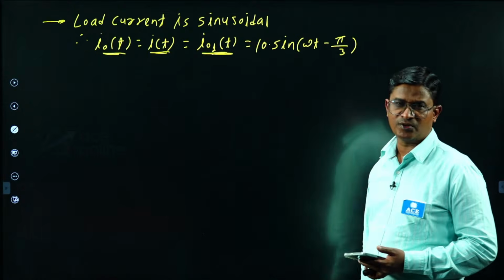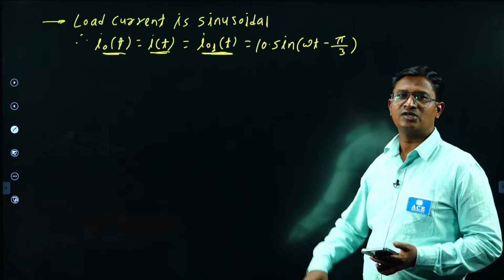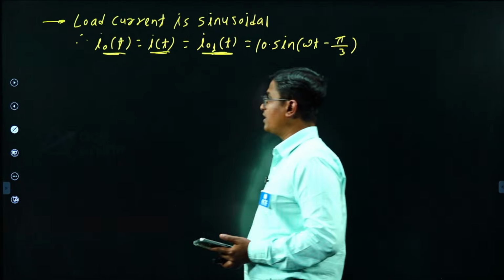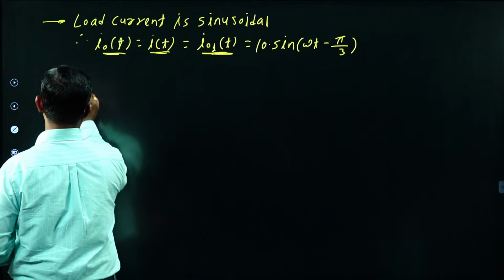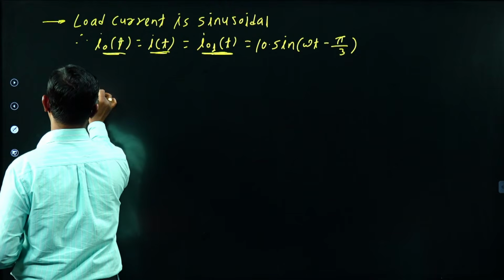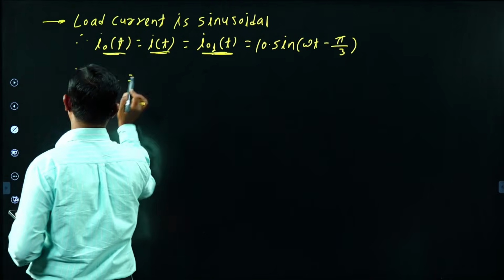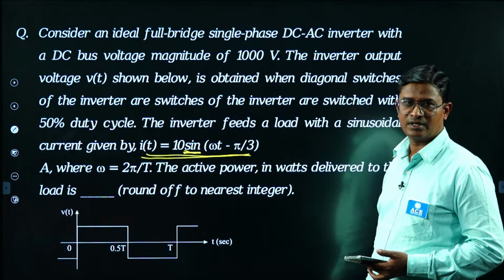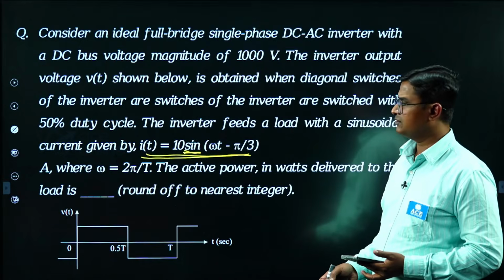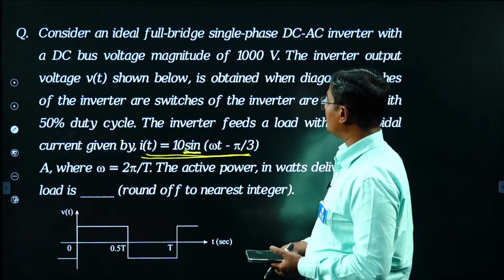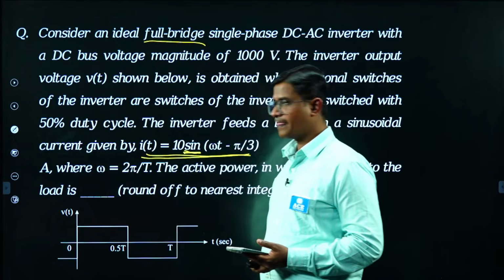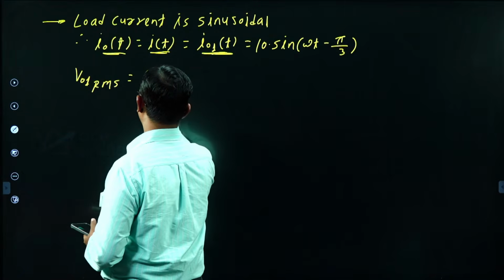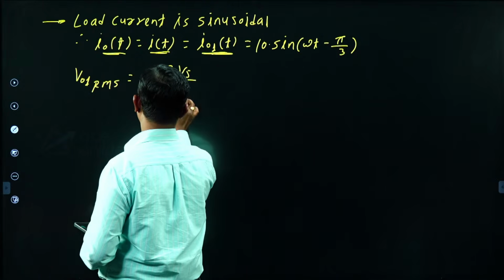If load current is pure sinusoidal, that is only fundamental component, so my load power will be equal to only fundamental power, right? So for fundamental power we require V01 RMS. How to find V01 RMS for this waveform? It is a square waveform. So we can write the V01 RMS expression, right? They are talking about which inverter? Full bridge inverter. Okay. So it is 4 by root 2, that is 2 root 2 Vs by pi.